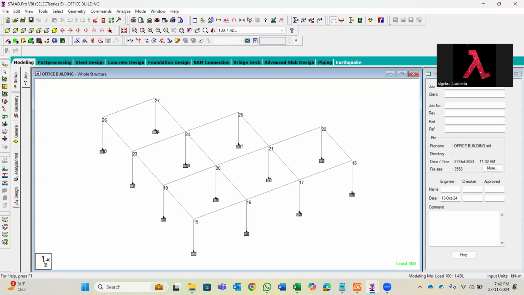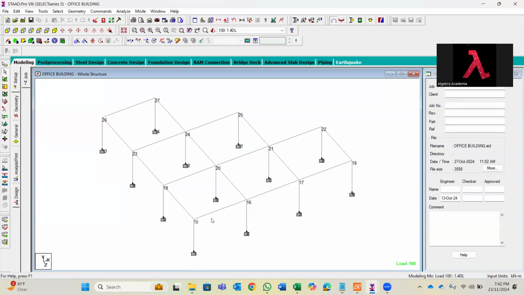There might be one combination where the moment is higher, and another combination where direct tension is higher. But what I'm trying to say is that the direct tension induced by the moment is much higher than the direct tension alone. Let's see. I'll point out node number one here for easy reference, so as not to confuse, I'll take node number one.